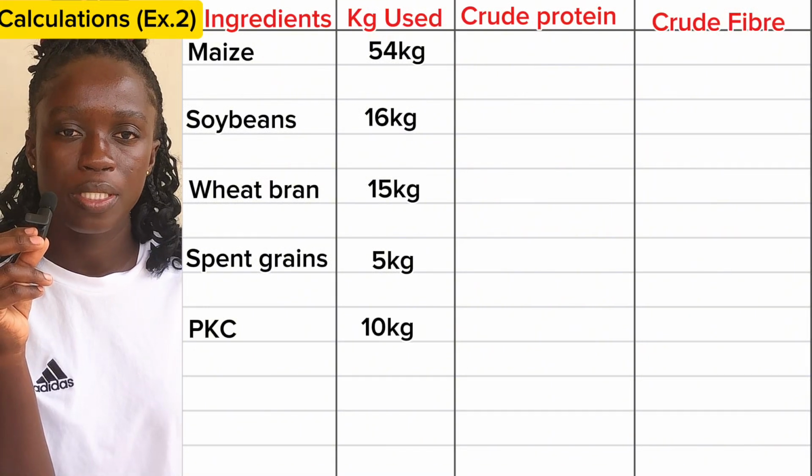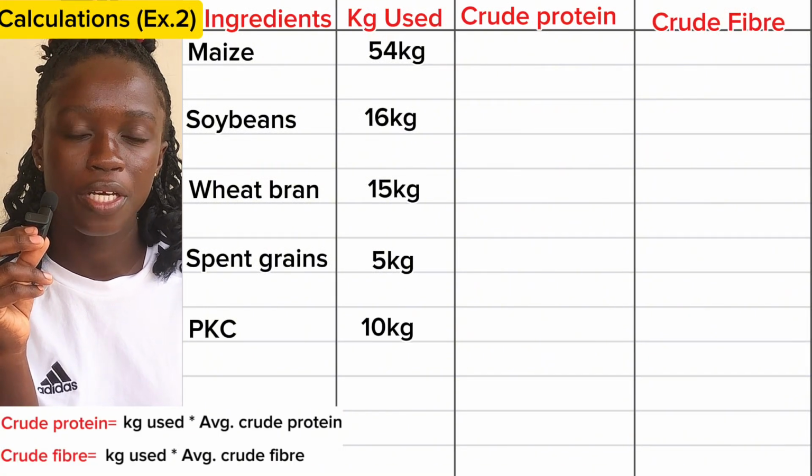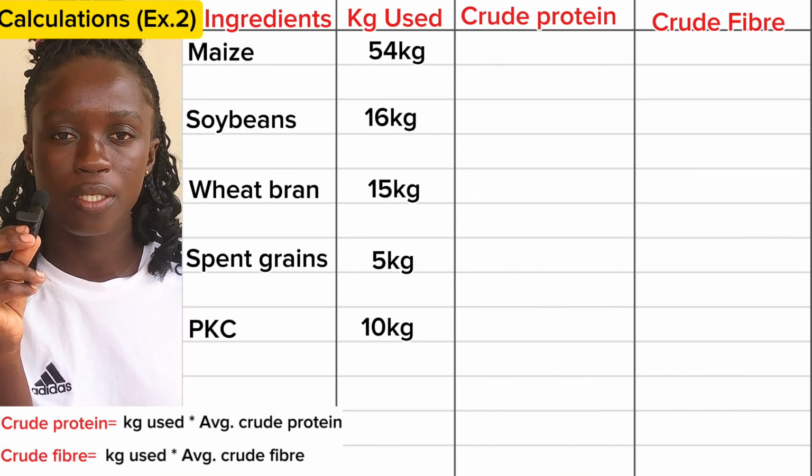So for the crude protein content, remember the formula is the kilograms of the ingredient you use times its average crude protein content.